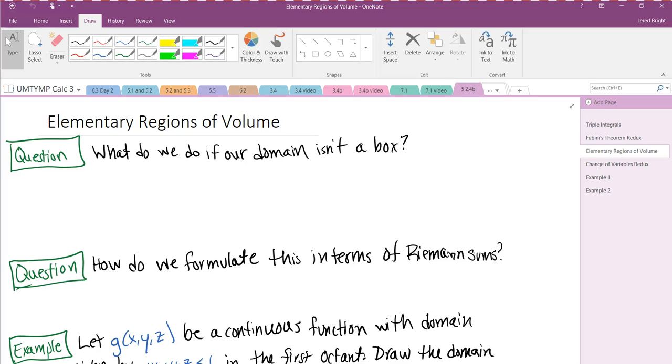In the last video, we talked about Fubini's theorem and we did an example over a nice box. Great, but what do we do if our domain isn't a box? Well, we've encountered this problem before, and what we ended up doing was we looked at what we called elementary regions. There were type 1 and type 2 elementary regions. So maybe a good time just to review that.